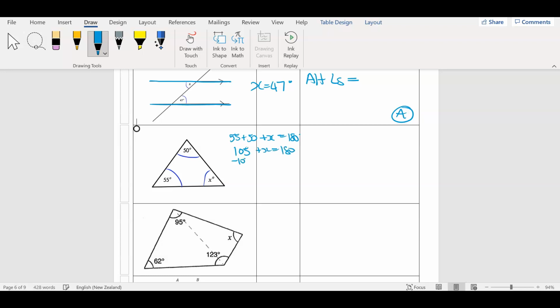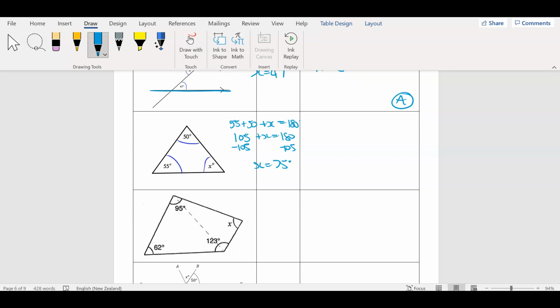We're then going to go minus 105, minus 105. So x results in 75 degrees. For the reasoning: interior angles of a triangle sum to 180 degrees. So with abbreviations: internal angles triangle equal 180 degrees. If you're able to get 75 degrees with justification, you got an achieved mark.